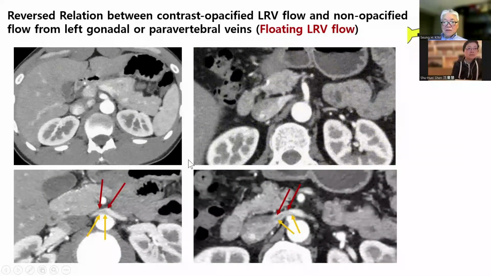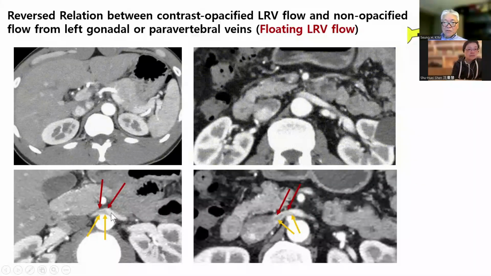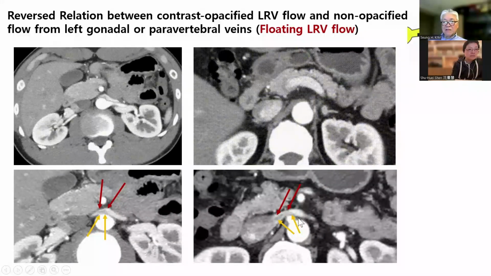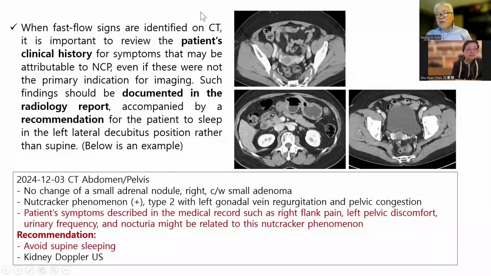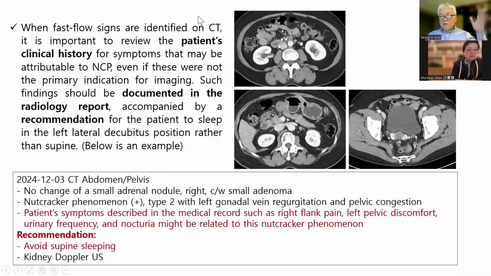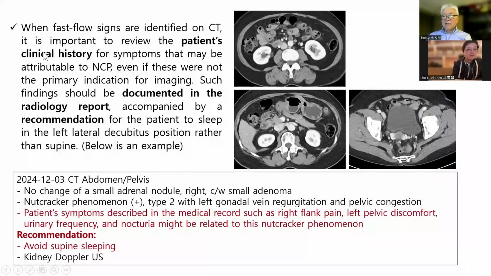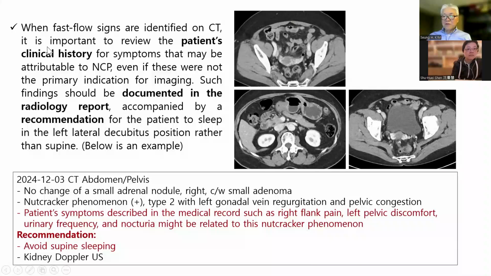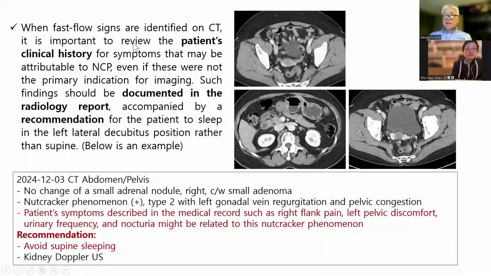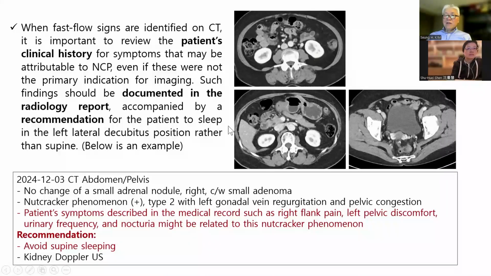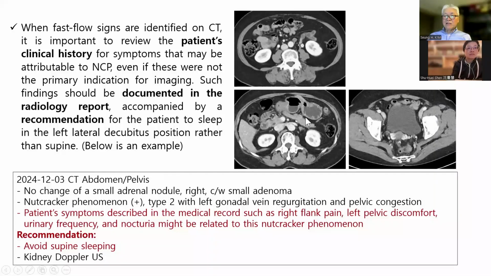So similar cases show the reversed relation between the opacified and non-opacified blood. Basically, we categorize four flow patterns, and we observe an additional flow pattern of mixing of the contrast opacified and non-opacified blood, and then we can suggest something to the clinician, like in these cases.